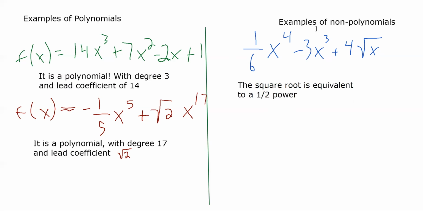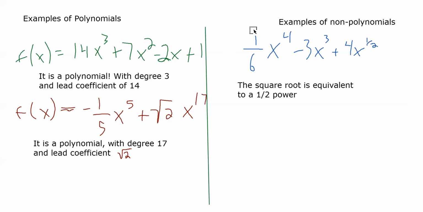So the square root of x can be rewritten in a completely equivalent form as x to the 1/2 power. And now this doesn't behave properly. Writing x to the 1/2 power, you've introduced your variable x, and now it no longer has a nice positive whole number power. 1/2 is certainly not a whole number. So that is going to make it fail to be a proper polynomial.